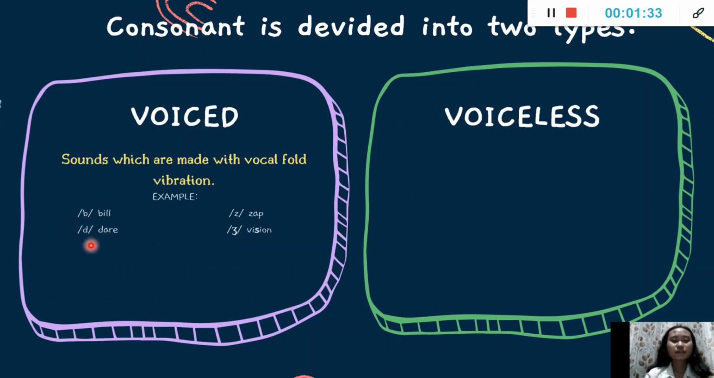The other examples are d, d as in there, zh as in fusion, then g, g as in grace, m, m as in mean, v as in fan, ng as in wrong.